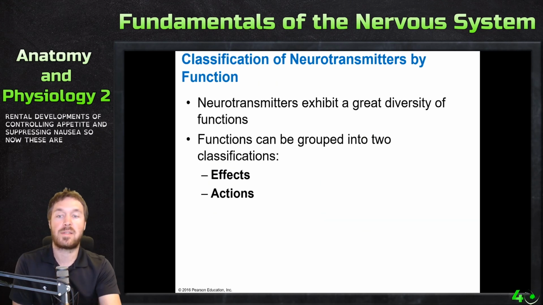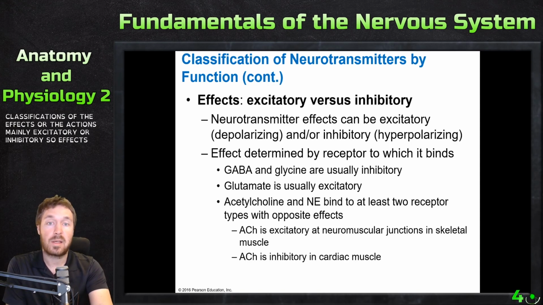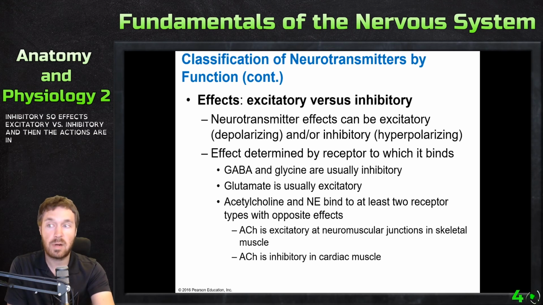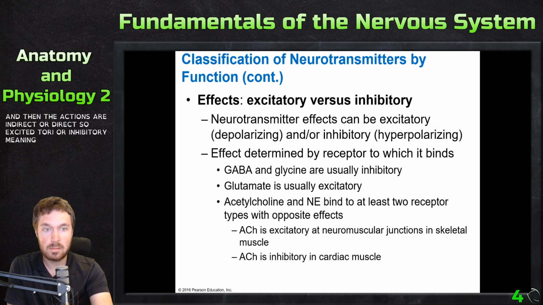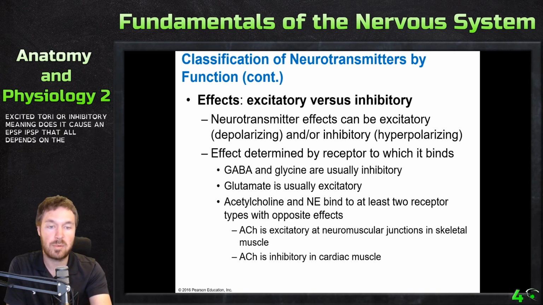So now these effects are grouped into two classifications. So the effects or the actions, mainly excitatory or inhibitory. So effects, excitatory versus inhibitory, and then the actions are indirect or direct. So excitatory or inhibitory, meaning does it cause an EPSP or IPSP? So it all depends on the receptor it binds to.